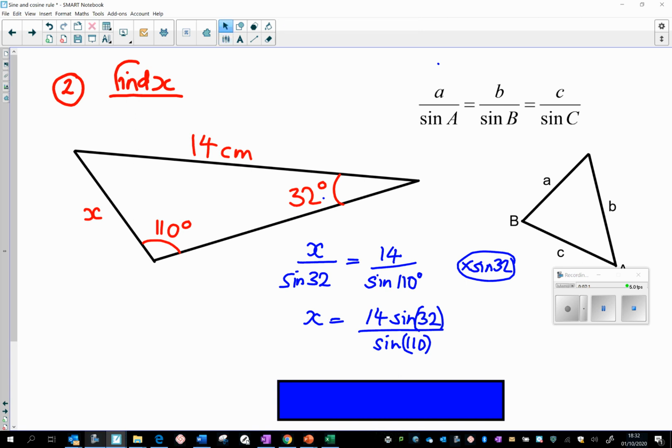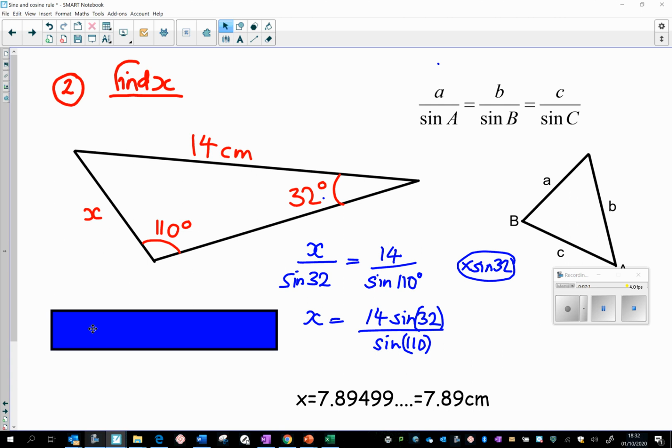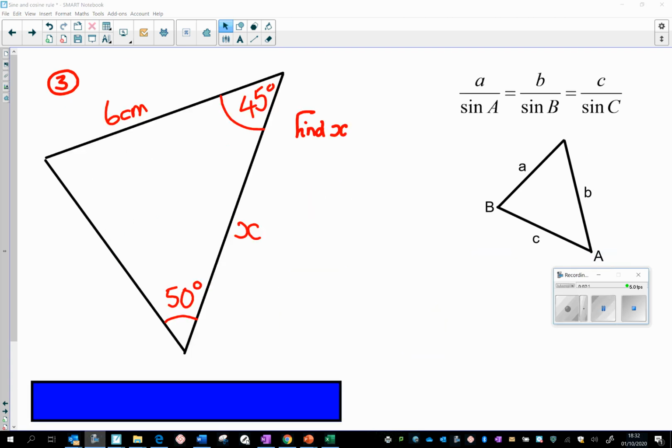You don't need to write the brackets, but you will need to type them depending on your calculator. And again, if you've typed that correctly into your calculator, you should get 7.899499, which means rounding to 3 significant figures, that the side x is 7.89 centimeters. Always look and see if it's sensible. That looks pretty sensible to me, 7.89 centimeters.